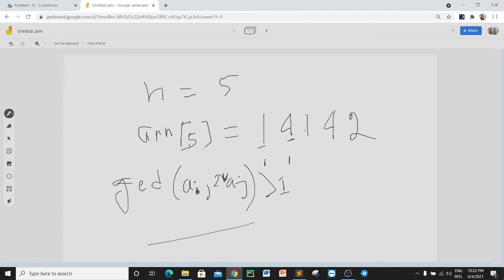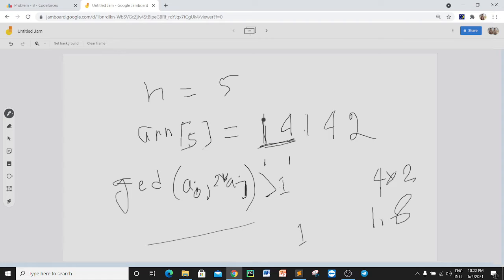So here I is 0 and J is 1 because I take these two. If I multiply AJ, which is 4, by 2, I get 8, but here it is 1. So what is the GCD of 1 and 8? Obviously 1. I hope you guys know about the GCD.